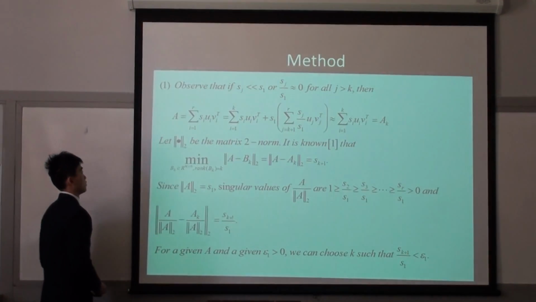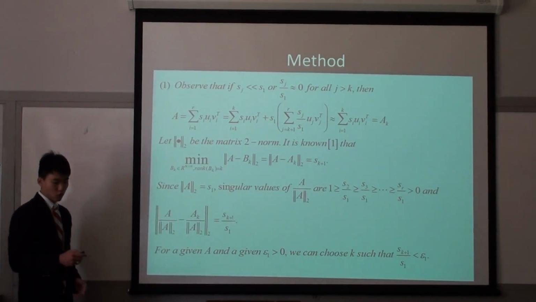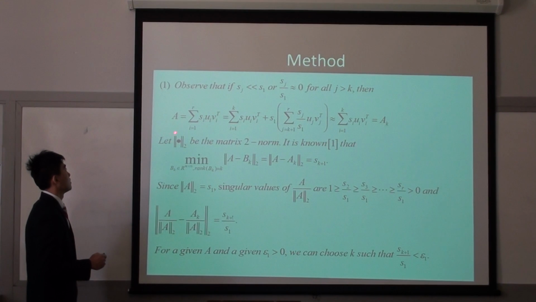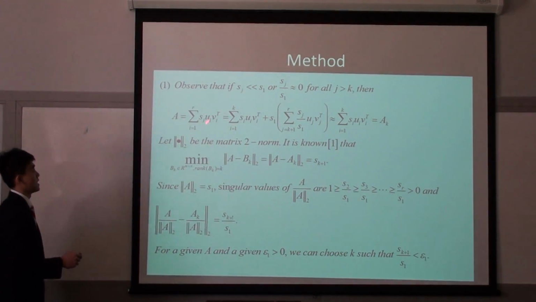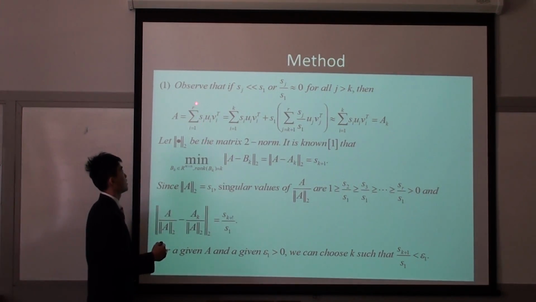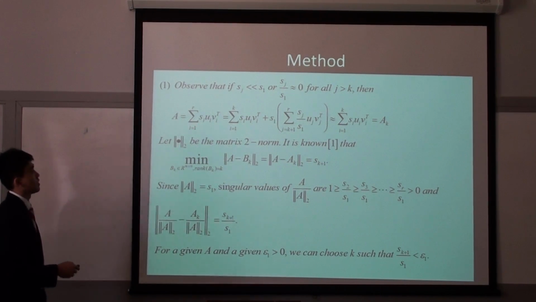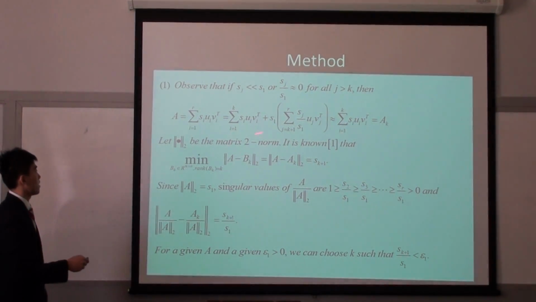And here's the method we use. After the singular value decomposition, we can rewrite the matrix A into this form, which is a summation of s_i times u_i times v_i transpose, all the way to the last rank. However, it could be equal to the summation from the first pair all the way to the k-th pair, plus the summation from the k plus 1 pair all the way to the last one. They are the same thing.